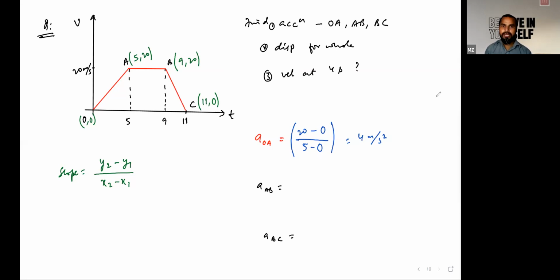Let's now solve the second one, that is displacement for the whole. For calculating displacement, we have to find the area under the graph, that is the velocity time graph. Now it's correct, Khalid.